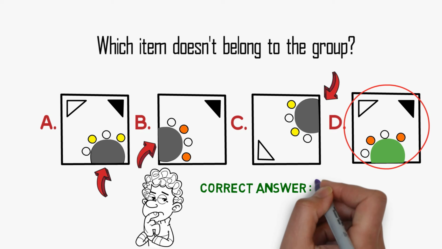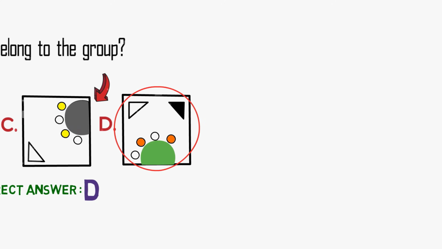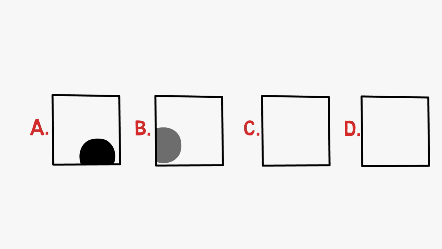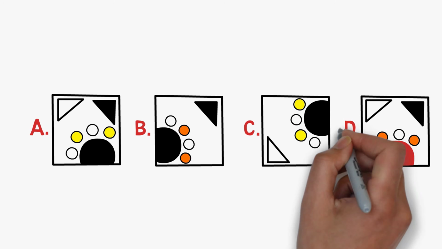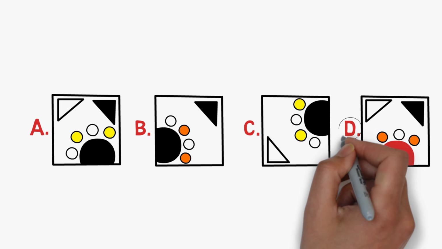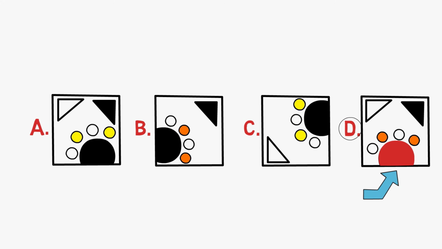So the correct answer here is choice D. Let's recap. The pattern here is that all half circles are attached to the corners of the square. But the half circle in the shape D is placed in a different place than the others. The half circle there is in the lower part of the square. This is why the correct answer here is choice D. Hopefully you've nailed this question and now know how to answer similar problems on the test.